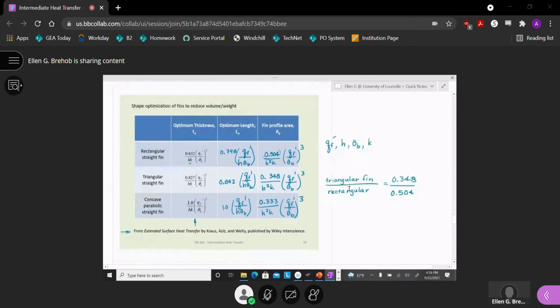Okay. So let's put a note in here if you guys are getting tired out. So the idea behind this was thinking about the ratio of profile areas and indication of material savings.